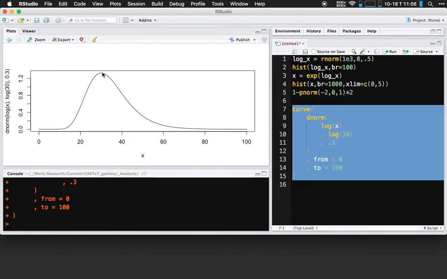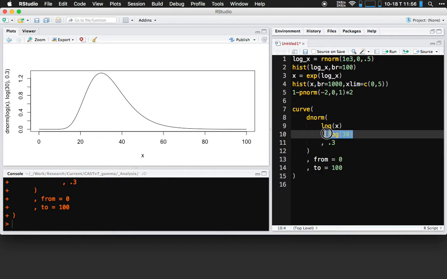If I truly had a peak belief of about 30, but I still thought 60 was reasonably likely or believable, and I thought 20 was reasonably believable, having a log normal with log 30 as the center parameter of the log normal, and 0.3 as the other parameter of the log normal, that would be reasonable.